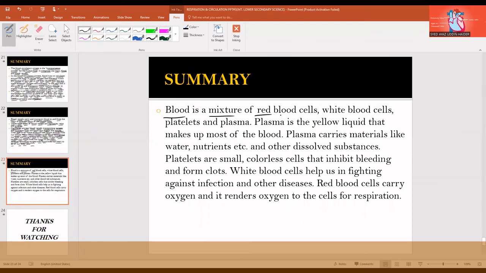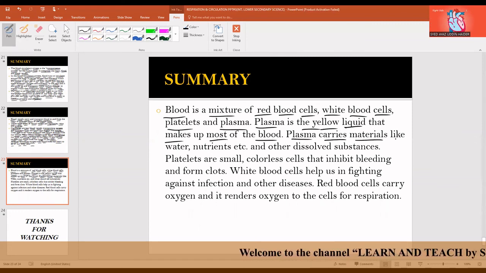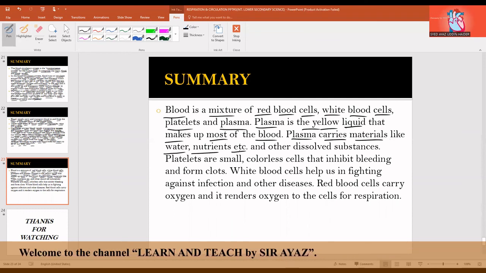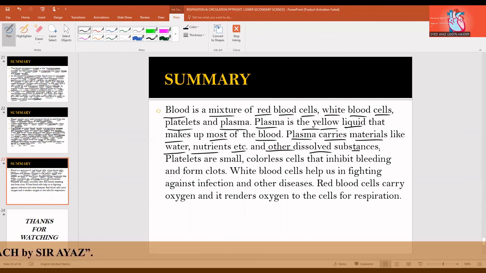Blood is a mixture of red blood cells, white blood cells, platelets, and plasma. Plasma is a yellow liquid that makes up most of the blood. Plasma carries materials like water, nutrients, etc., and other dissolved substances.